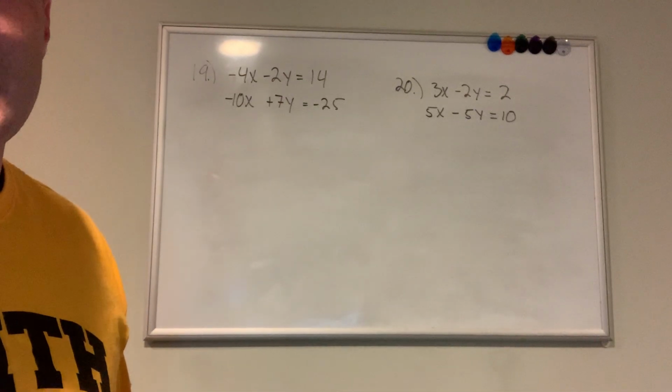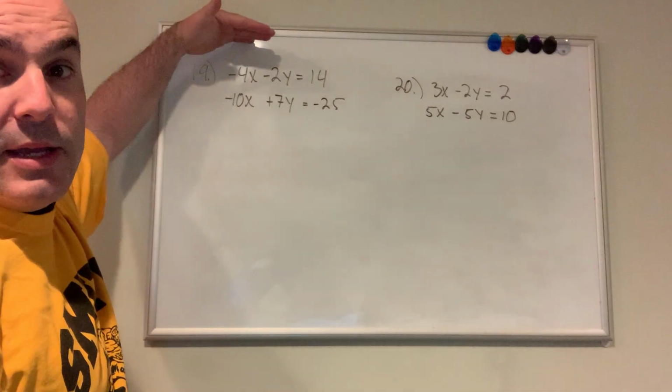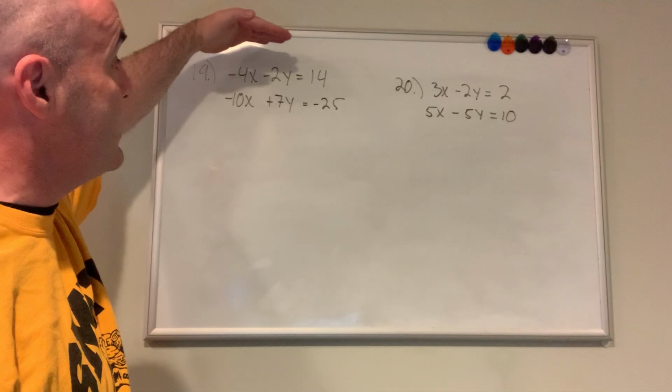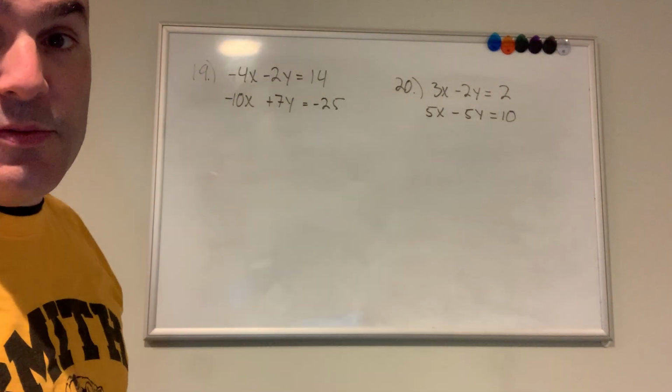Okay, moving on to problems 19 and 20. Still very challenging, but we can handle it. Okay, number 19 is negative 4x minus 2y is equal to 14. And then negative 10x plus 7y is equal to negative 25.